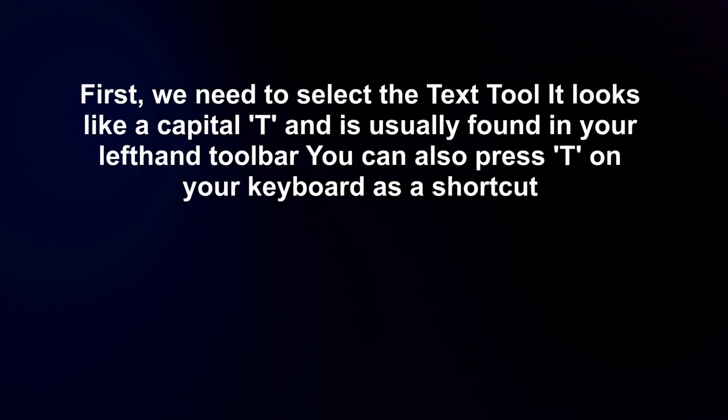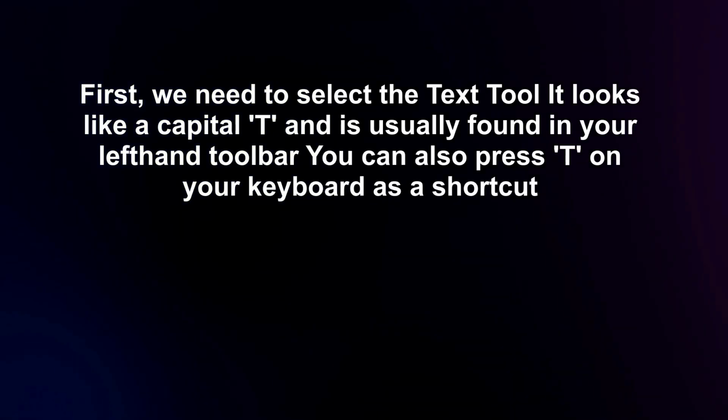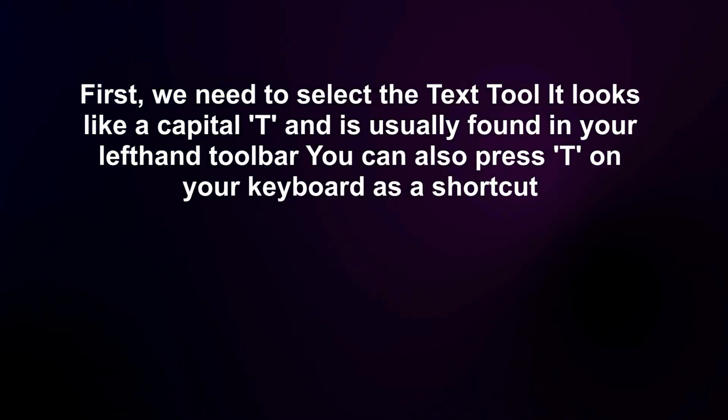First, we need to select the text tool. It looks like a capital T and is usually found in your left-hand toolbar. You can also press T on your keyboard as a shortcut.